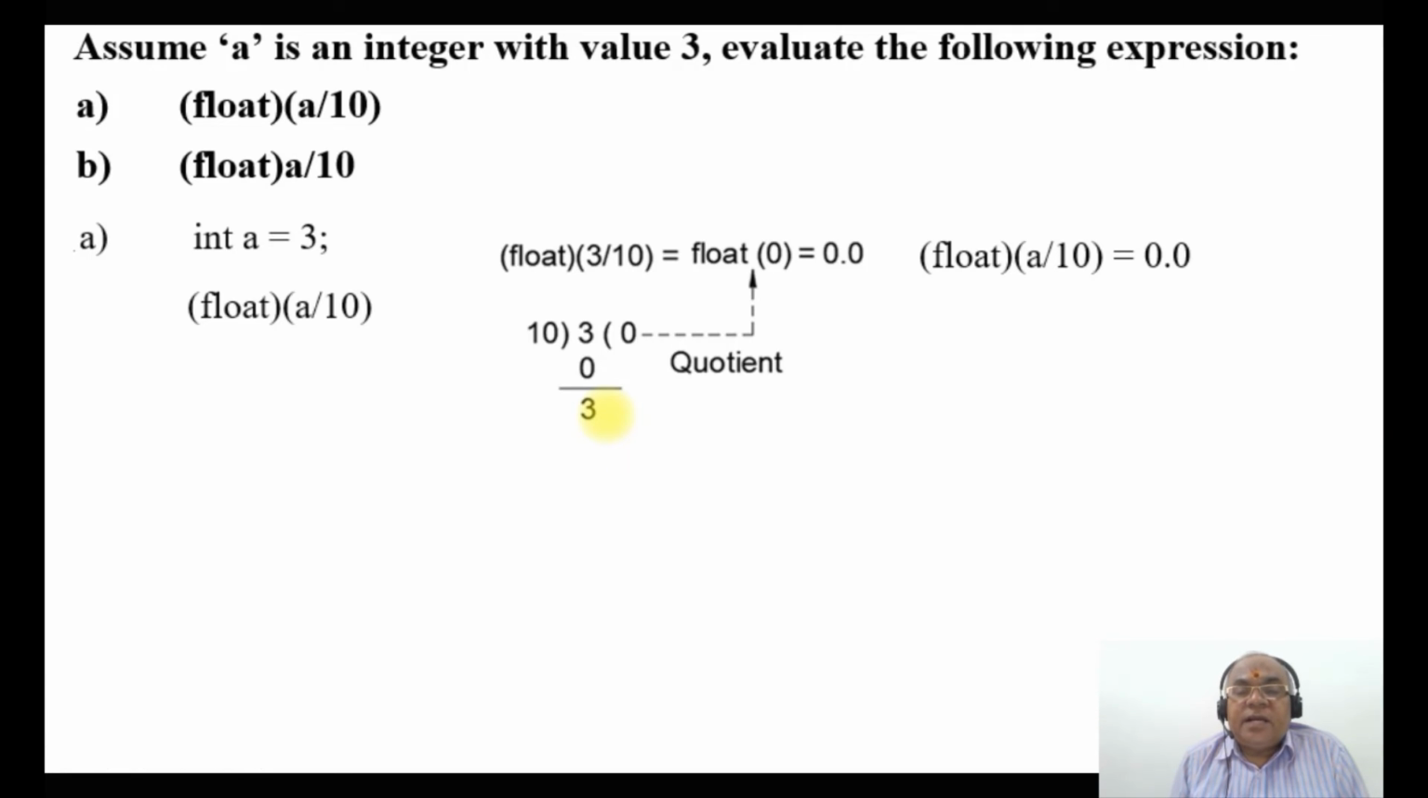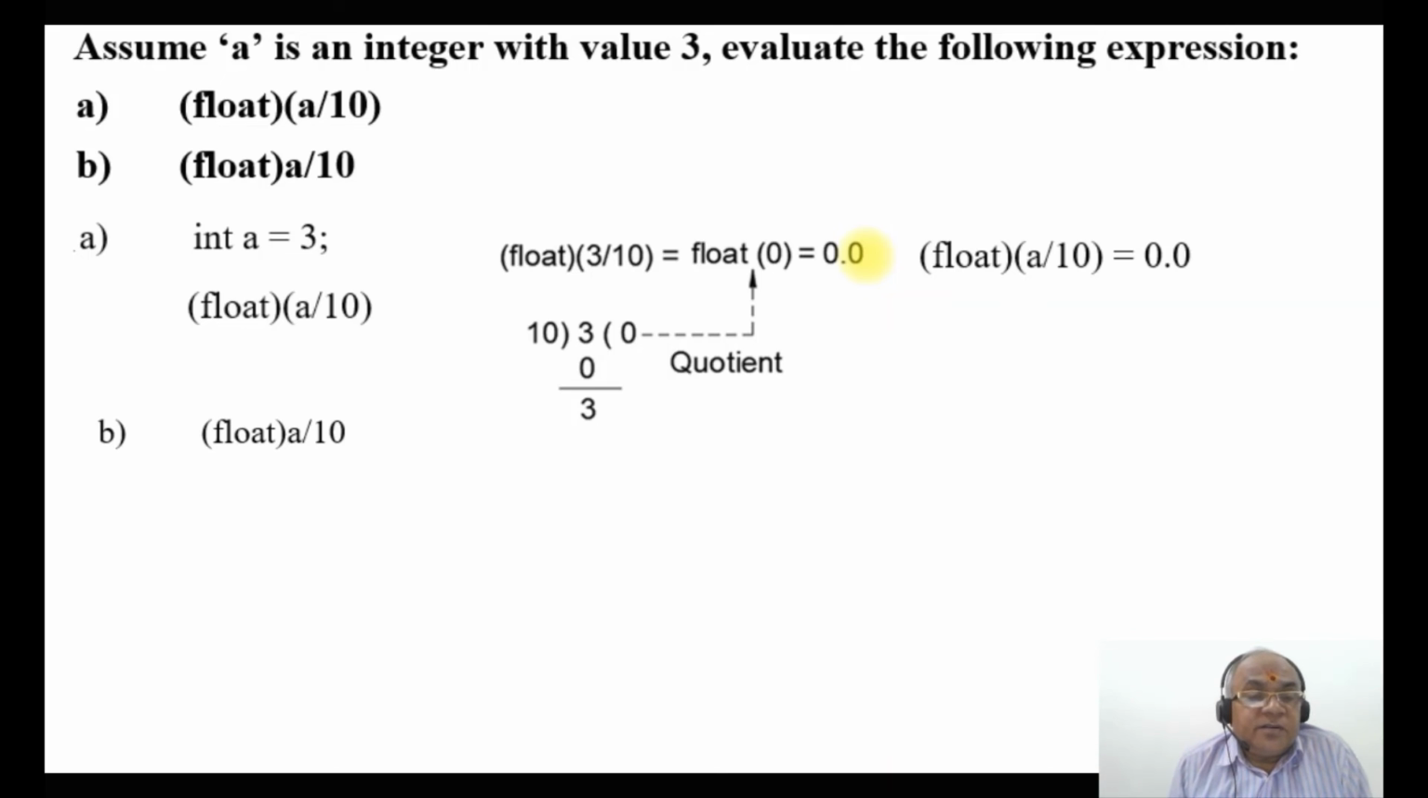Then float of a divided by 10 will always be 0. Why? Because here 3 divided by 10. Can you divide that? It is not possible. So 10 into 0 is 0, so 3 becomes 3. So float of 0 will be equal to 0.0, the quotient value you are getting. Float of a by 10 is equal to 0.0.